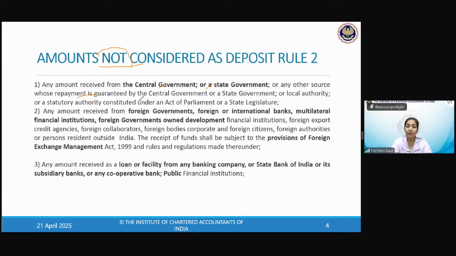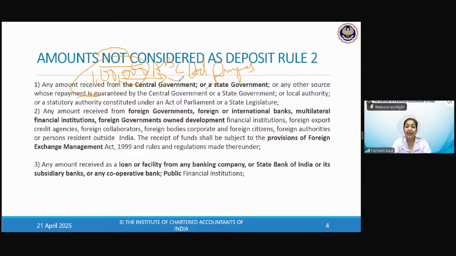So if I am a company ABC Limited and I am registered in Punjab, and this company has received an amount of rupees 1 lakh from Punjab government for any kind of promotion or any other kind of work, Punjab government has given 1 lakh rupees to ABC Limited. Will ABC Limited be considering this 1 lakh as deposits? Yes, ma'am, or no, ma'am? And if you say no, then why no? Why it will not be considered?